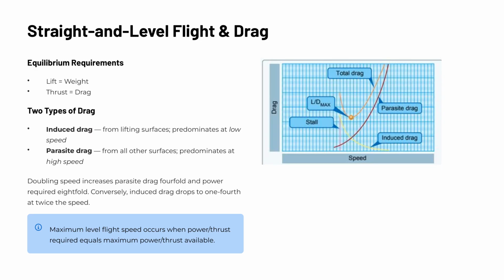for range and endurance. Finally, maximum level flight speed is reached when the power or thrust required to fly equals the maximum power or thrust the engine can deliver. Any additional drag beyond that point cannot be overcome.